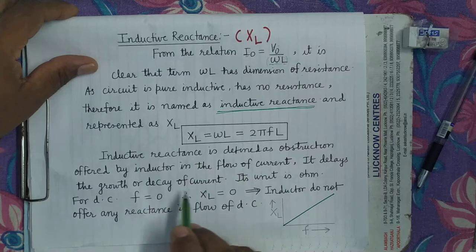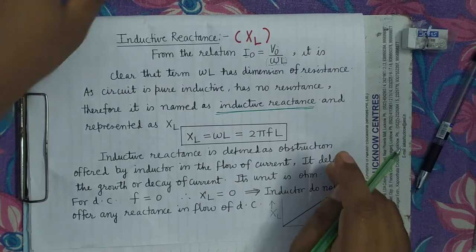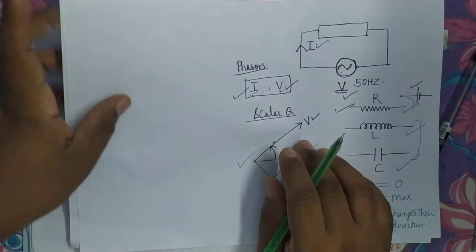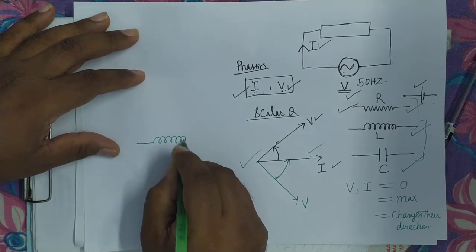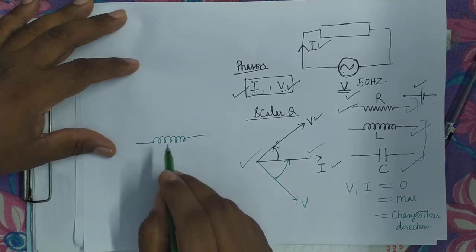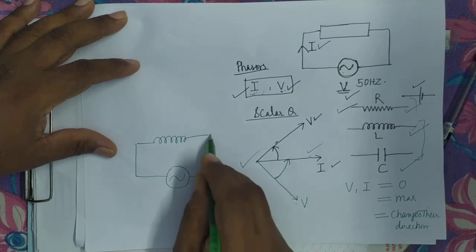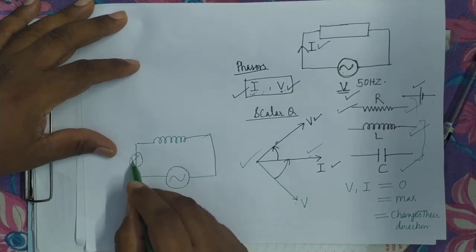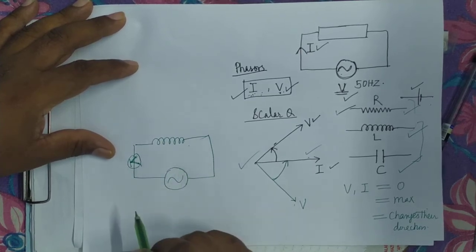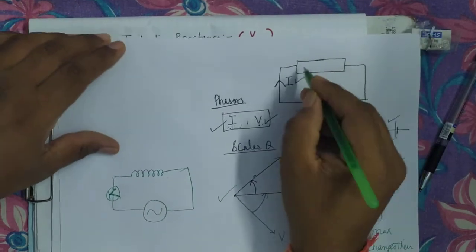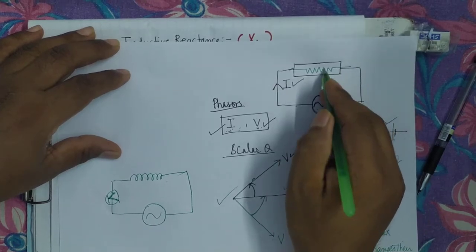It delays the growth or decay of the current. When current passes through an inductor, it does not become maximum or zero as soon as the circuit is switched on or off. It will take some time to achieve the peak value. Suppose this is the circuit, here is the AC source, and here is the on-off key. As soon as you switch on, current will not become maximum instantly. It becomes maximum instantly in a pure resistive circuit. As soon as you switch on, current will achieve the maximum value.